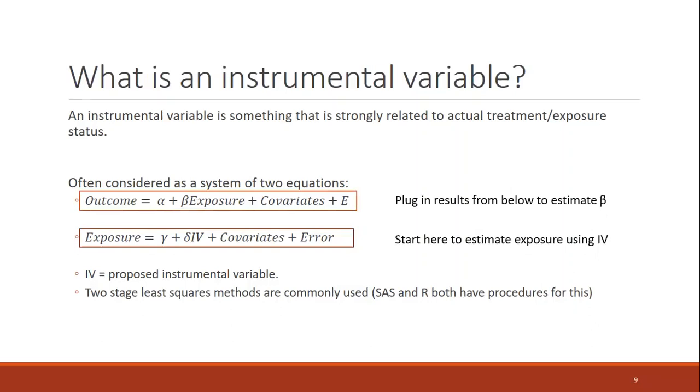Again, this is usually done as a two-stage least squares method. There's a whole bunch of other methods that are out there. SAS and R both have procedures to do this. And so, again, I won't focus too much on the statistical piece. I'll more just focus on the application in this talk. But again, this is kind of where it comes from. And this is an instrumental variable. The idea is it's something out there that strongly predicts whether somebody's going to be exposed or not.